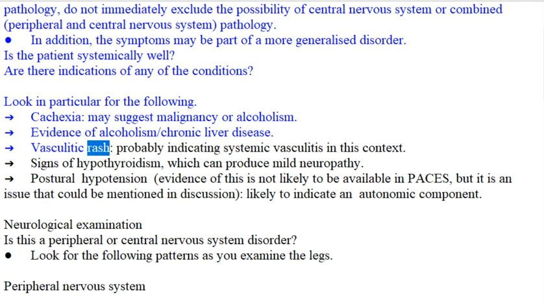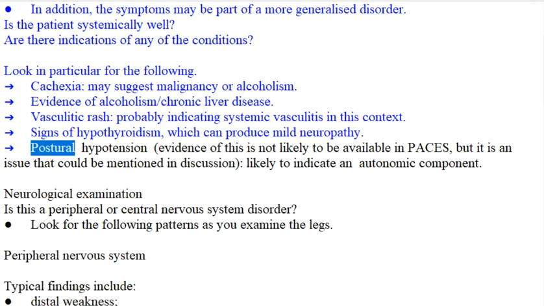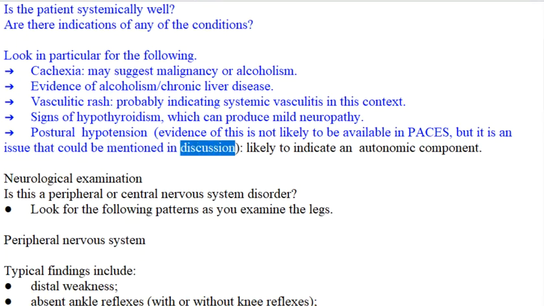Vasculitic rash, probably indicating systemic vasculitis in this context. Signs of hypothyroidism, which can produce mild neuropathy. Postural hypotension: evidence of this is not likely to be available in PACES, but it is an issue that could be mentioned in discussion, likely to indicate an autonomic component.